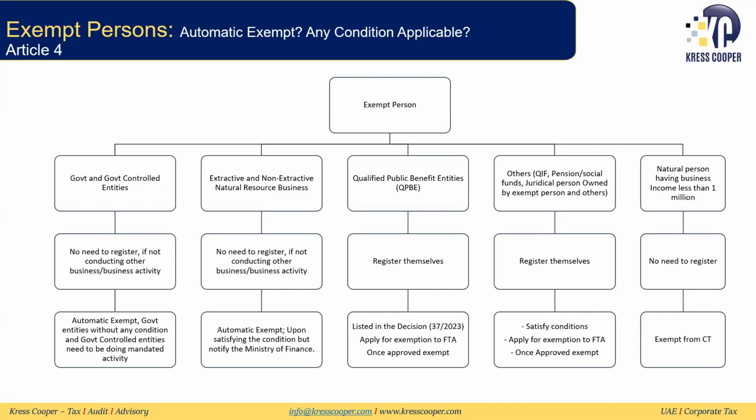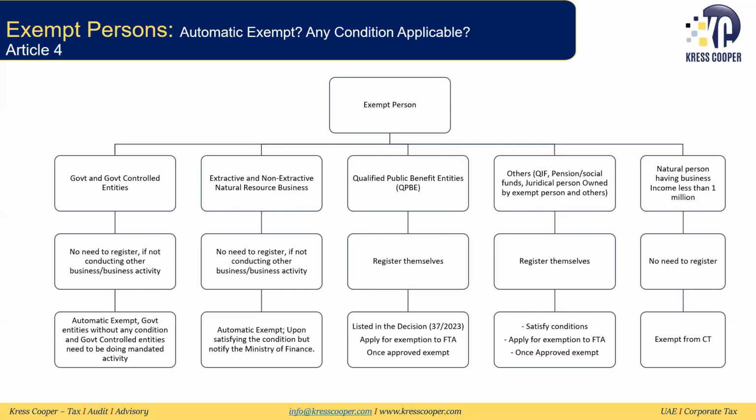So if you see over here, in the categories, we have the automatic exemption that is available. Then we have the automatic exemption, but notification needs to be done to the ministry in the case of extractive and non-extractive. Then certain companies are given the exemption under the cabinet decision, though they still need to apply for this. And the other categories need to meet the conditions under the law and also apply for this corporate tax exemption from the FTA.